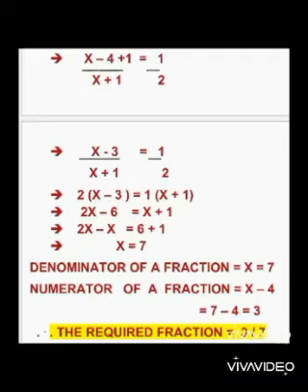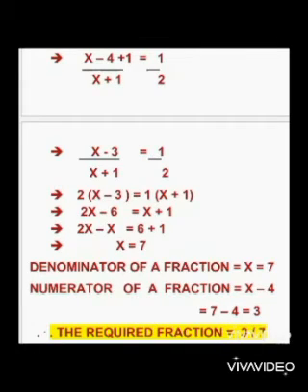So children, we have considered the denominator of the fraction as x, which is equal to 7. And we have considered the numerator of the fraction as x minus 4. So let us replace the value of x here: 7 minus 4, which is equal to 3. So the required fraction is equal to 3 by 7.